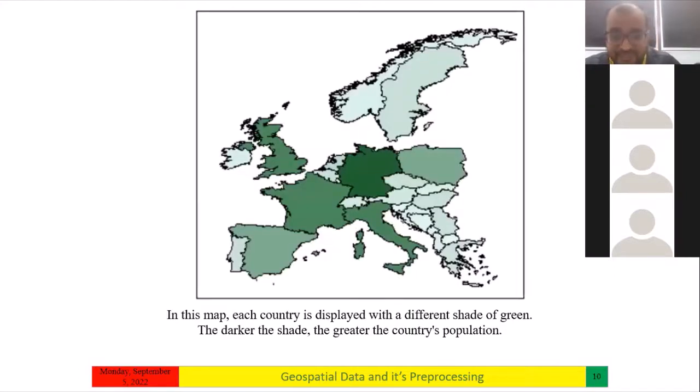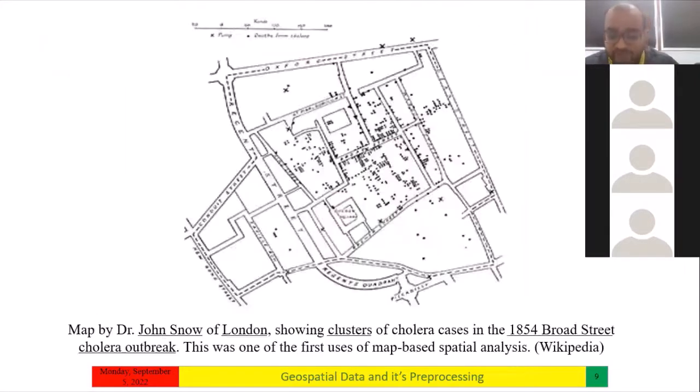In the second one here, color is used to denote the population of the different regions. The darker region will have a higher population. So these two are examples of geospatial analysis, and geospatial data has been used here.